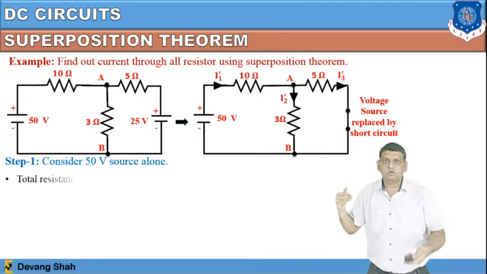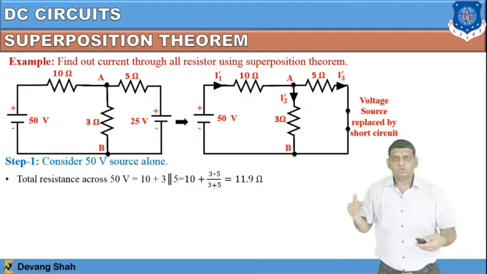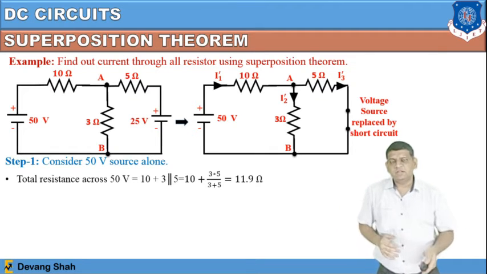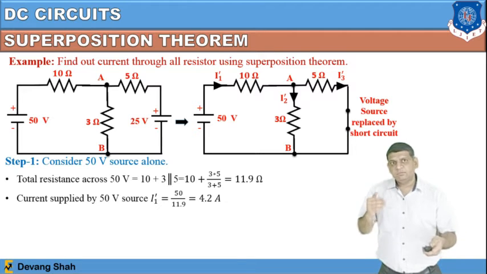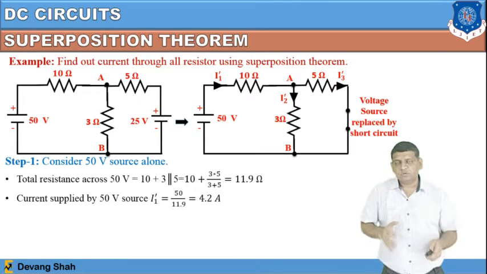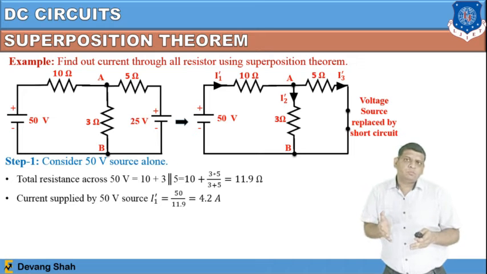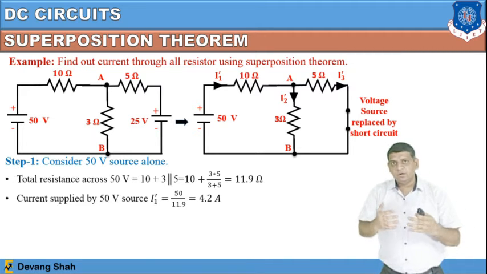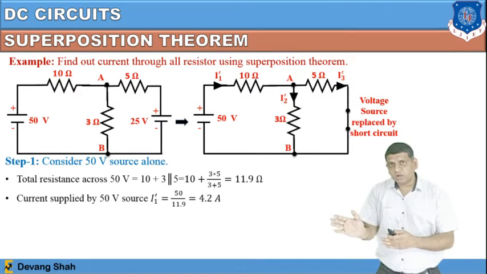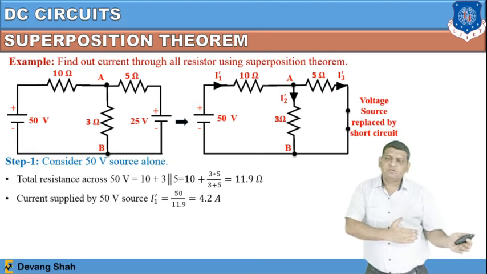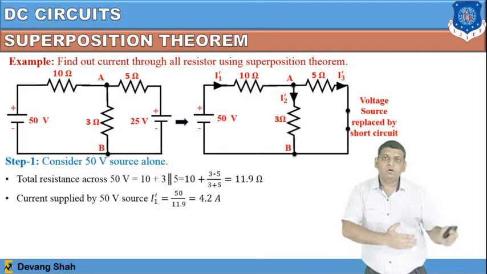So my first job is to find the total resistance of the network, right? The total resistance of that particular network is 11.9 ohm. Then I have to find the current supplied from the 50 volt source. Before you start step number 1, you have to figure out in which direction the current is passing through the 3 ohm resistance due to the effect of the 50 volt voltage source as well as the effect of the 25 volt voltage source, right?